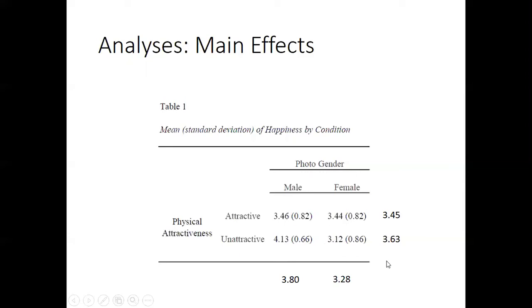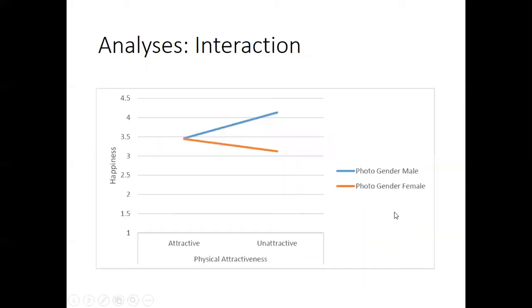Likewise, if we want to know how to interpret the main effect of attractiveness, we're going to compare the attractive photos to the unattractive photos and take the average across. And we're going to compare these 2 numbers. And so it looks like the unattractive photos were rated as more happy than the attractive photos.